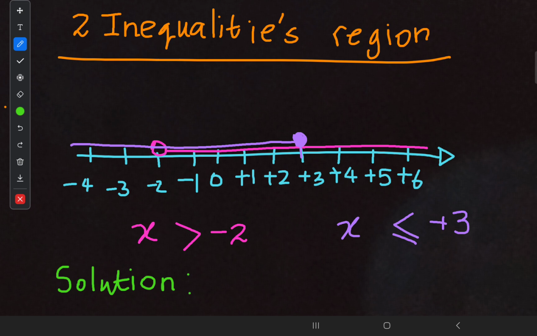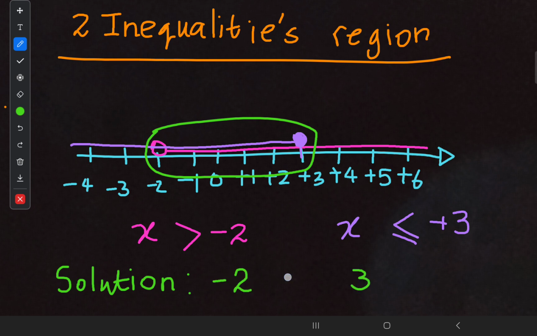For that, you can see where both of these lines coincide. That is our region for our solution. In this region, both the purple lines and pink lines coincide. So this is our outcome region. The x values are from negative 2 to 3.